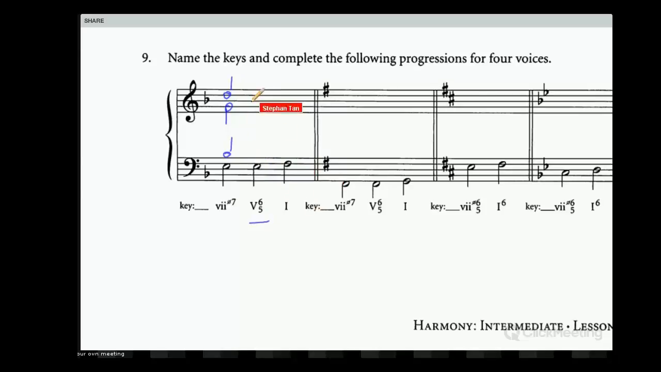C, E, G, B. So the E will stay the same. The G will stay the same. The B flat will stay the same. The only note that has to change is a D. It's got to move to C. So keep the notes really close together, right? And that is how you do it.